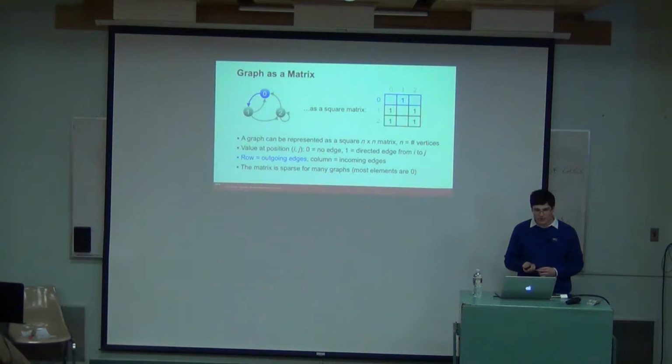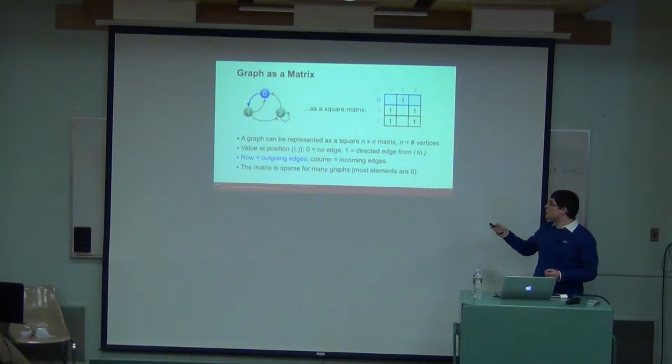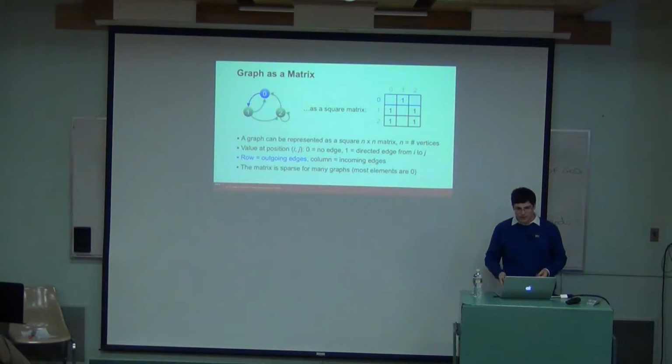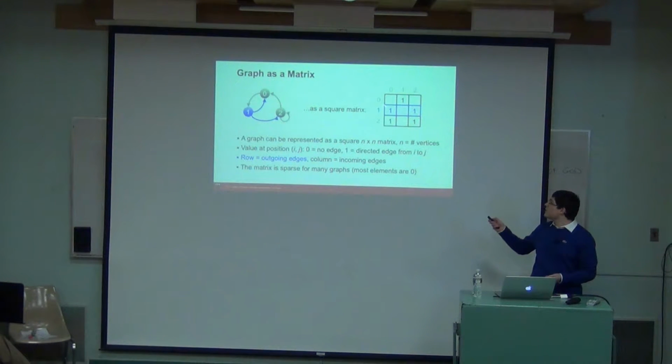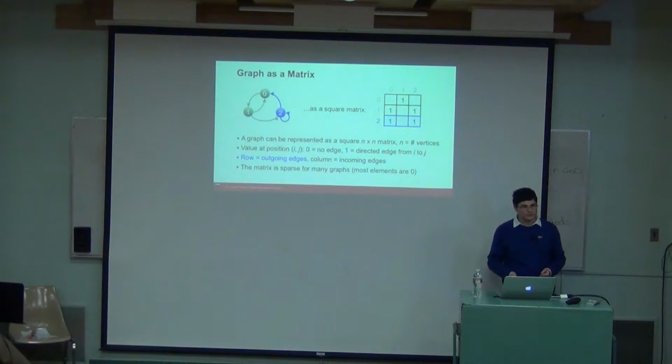So for example, row 0 corresponds to vertex 0, and there's a 1 at position 1, which means that there's an edge going from 0 to 1. Row 1 corresponds to vertex 1, so there's 1 at positions 0 and 2, which means there's an edge going to 0 and an edge going to 2. And likewise for row 2.